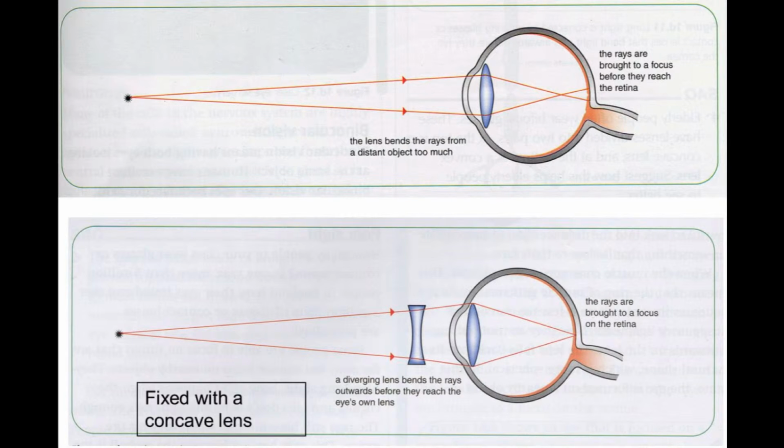To correct this problem, we need to put a lens in front of the eye. This could be a contact lens or a spectacle lens. The type of lens required is what we call a concave lens. This will spread out the rays from the distant object, thus avoiding the problem of the lens over refracting the rays. Now the rays are focused to a sharp point at the back of the eye on the retina.